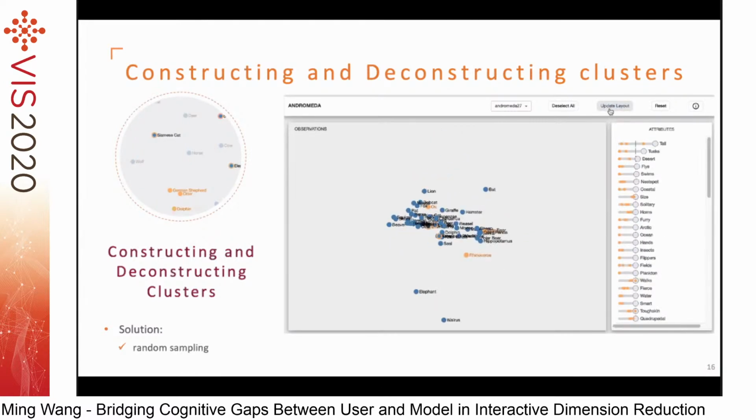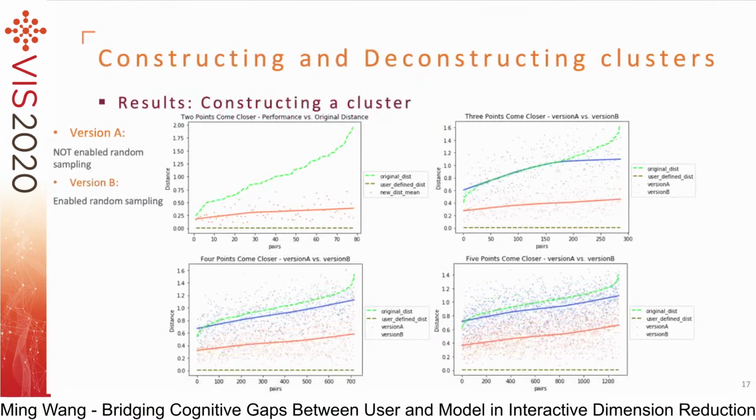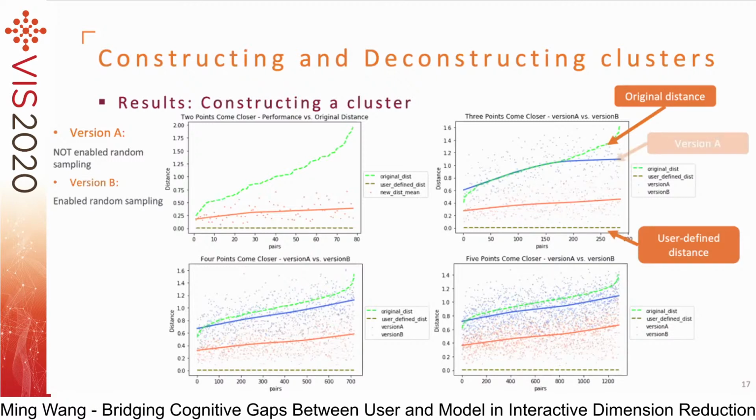Okay. So to analyze our design, we did a simulation analysis to evaluate the random sampling. And we used 2 versions of Andromeda. Version B has random sampling enabled, whereas for version A, the random sampling is not enabled. And we created a cluster with 2 to 5 points. And in the graph, the green dashed line is the original distance. The olive dashed line is the user-defined distance, like the distance between the created cluster. And the blue line is the regression line for the new distance generated by version A, whereas the coral color line is the regression line for the new distance generated by version B.